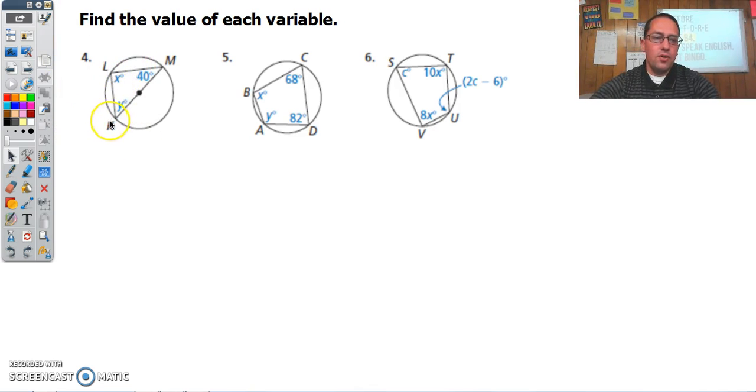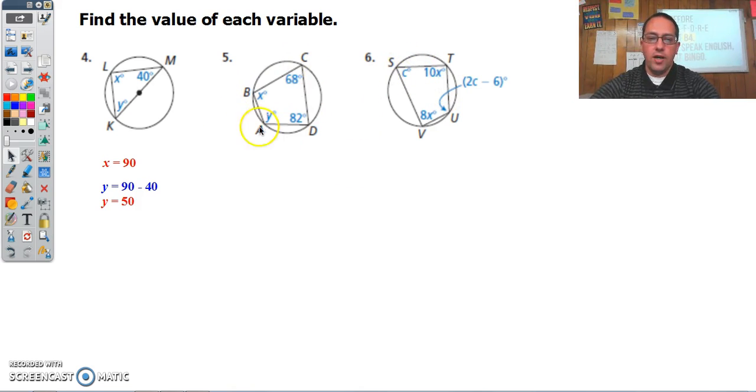Number 4. Well, MK is a diameter because it goes through the center, so that means this is a right triangle. And it also means that x must be the 90-degree angle. That's your right angle. Now, if that's 90 degrees, then the other two angles must be complementary because they're acute angles of a right triangle. So y is 90 minus 40, and so y is 50 degrees.